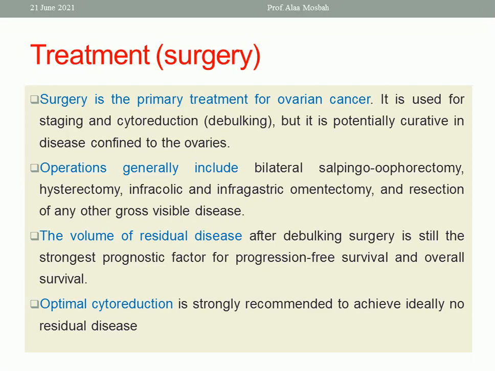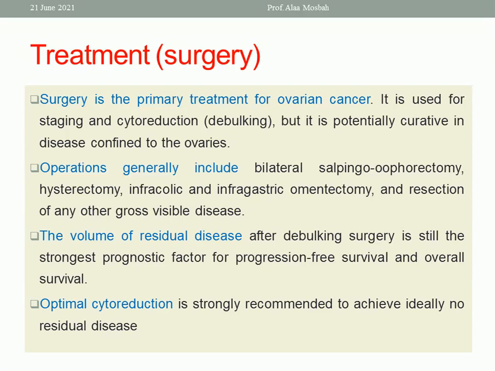So the first line of treatment of ovarian carcinoma is surgery. Surgery, debulking, cytoreduction, and removal of as much of the tumor as we can. Actually, we are going to do bilateral salpingo-oophorectomy and hysterectomy, infracolic and infragastric omentectomy, and resection of any other visible disease, and dissection of the pelvic lymph nodes and the para-aortic lymph nodes in early stage disease.